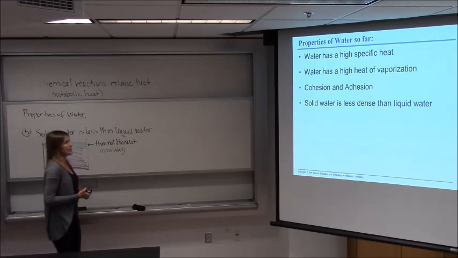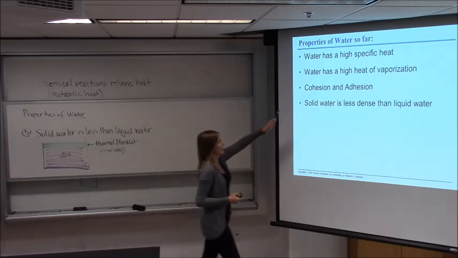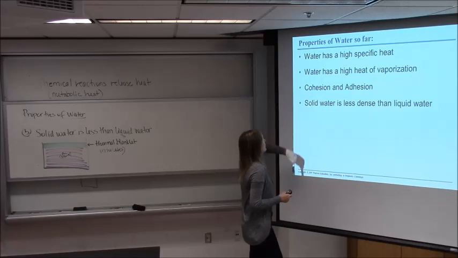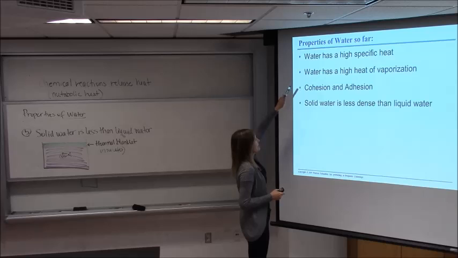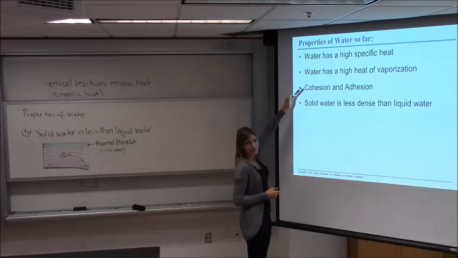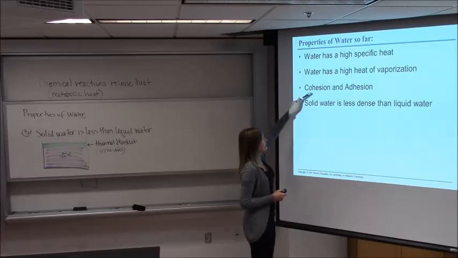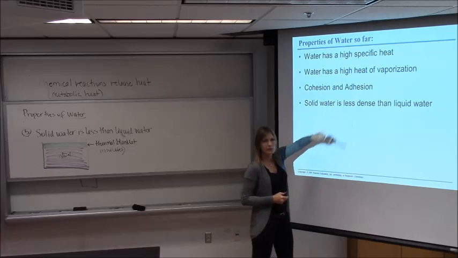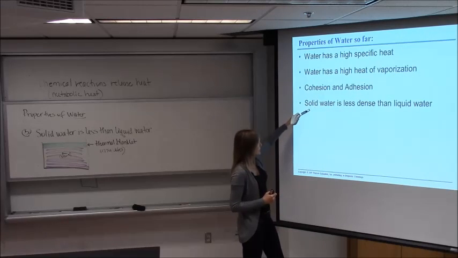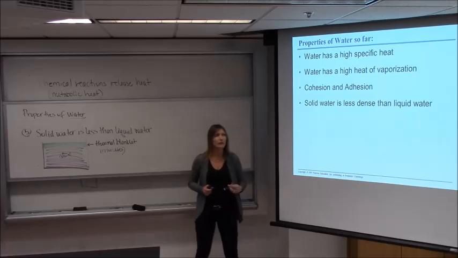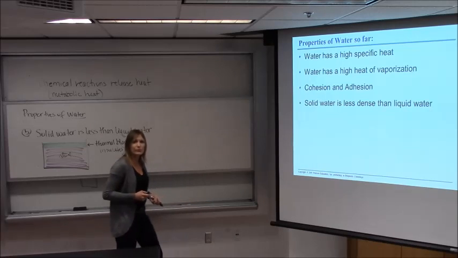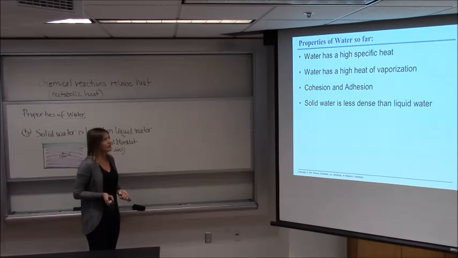Okay, so these are the properties we've talked about so far. I broke cohesion and adhesion into 2 different ones. So water has a high specific heat. It has a high heat of vaporization. Water molecules stick to each other and to other molecules through hydrogen bonding. And solid water is less dense. All of those properties are due to hydrogen bonding.